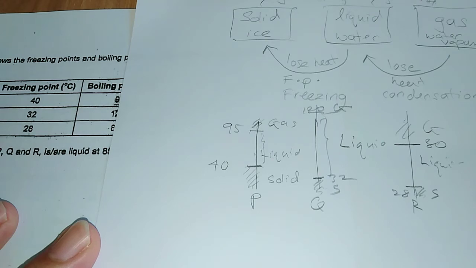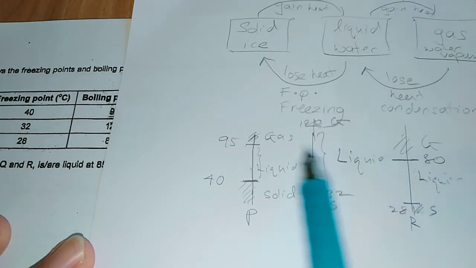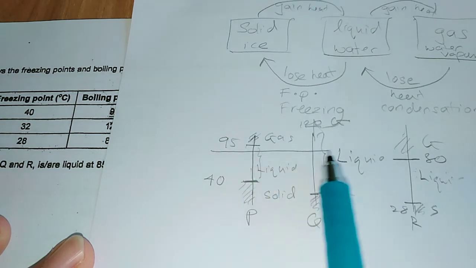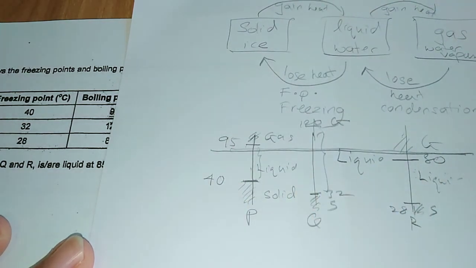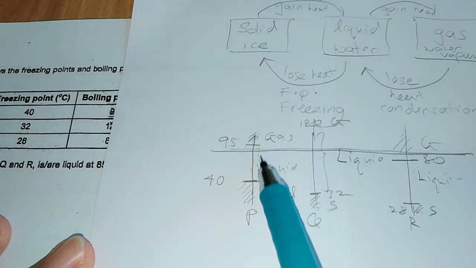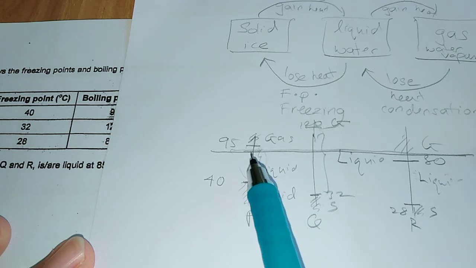Now the question asks us, at 85 degrees, which of these will be liquids at 85? So I just look for where is 85. 85 must be above 80 and 85 is below 95. So 85 is somewhere here. Okay, let's take a look which one is a liquid. So P is a liquid. You see, it's within this range. This line is within this range. So P is a liquid at this temperature.